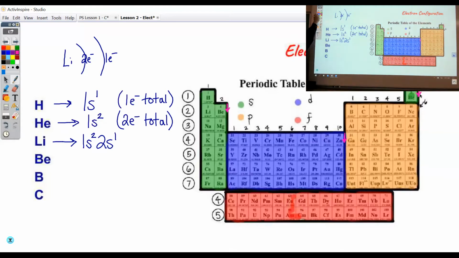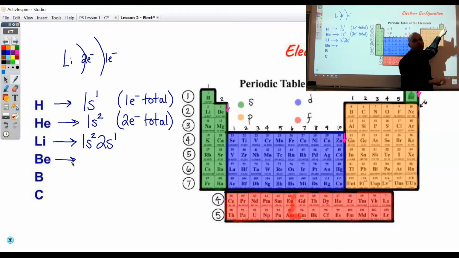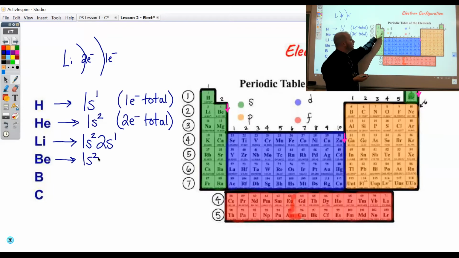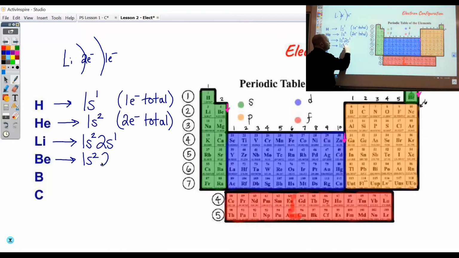So let's take a look at beryllium. So we're going to start here. We're going to go all the way across. We hit this pink arrow. We're going to write down 1s2. Now, we start on the second row. We move to the second column, and we stop at beryllium. So we're going to write down energy level 2, S, because it's green, house number 2. So 2s2.